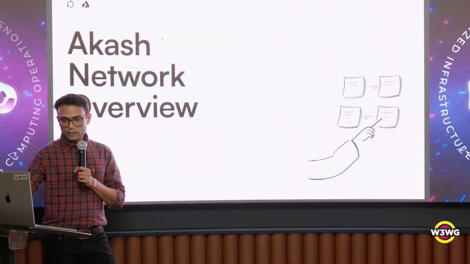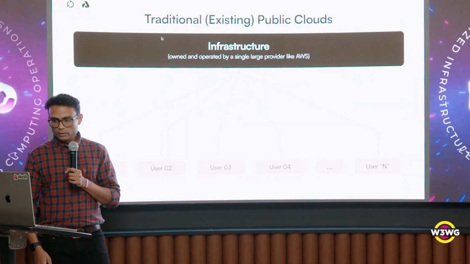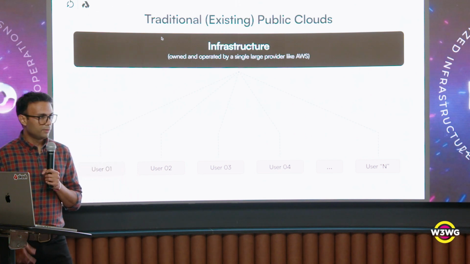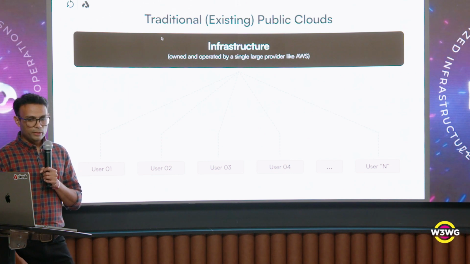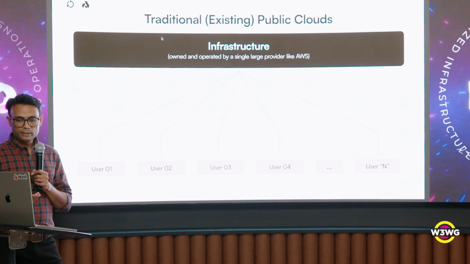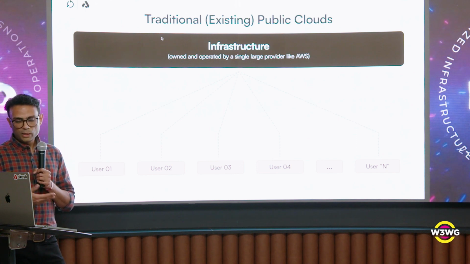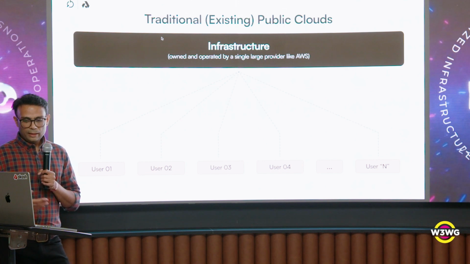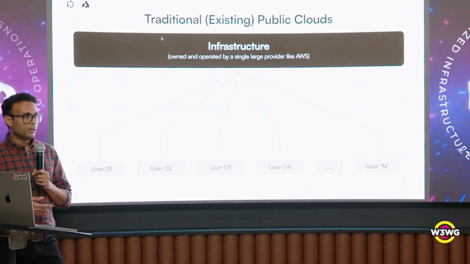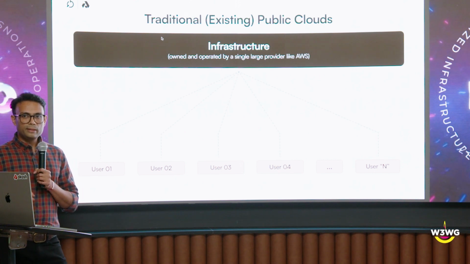So to start with, a quick overview of Akash. This is what today's traditional public cloud infrastructure looks like. We call it traditional because we think we're the next generation of this. But essentially what you have is a single large entity that owns all the infrastructure, and you have thousands, if not millions of users connecting to this one single entity's infrastructure. And this is an amazing model because over the last 15 years, it has really accelerated the rate of innovation among startups.